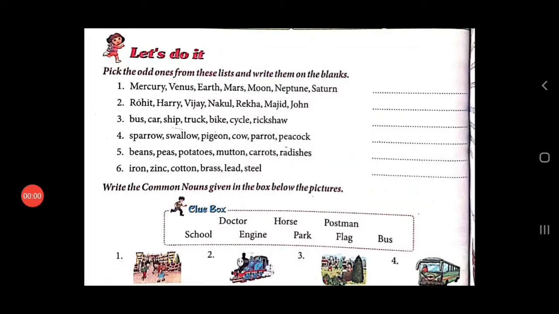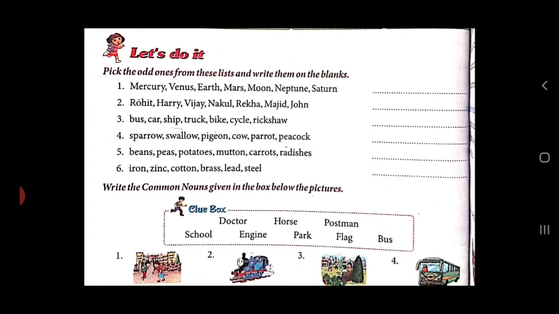Now let us read the instructions, children, first of all, which is a very important part before you start any exercise. Read the instructions carefully. Pick the odd ones from these lists and write them on the blanks. Now you have to pick up the odd one out. First one is Mercury, Venus, Earth, Mars, Moon, Neptune and Saturn.